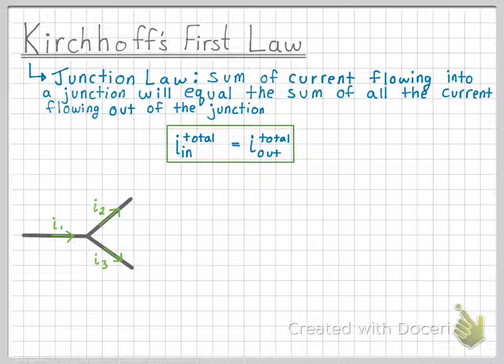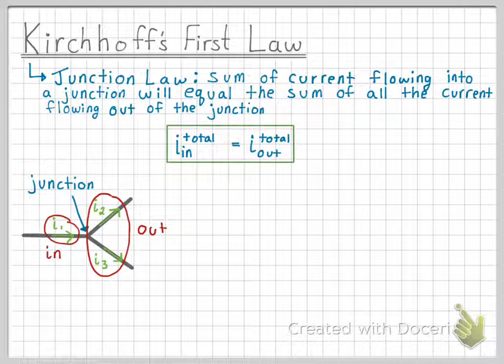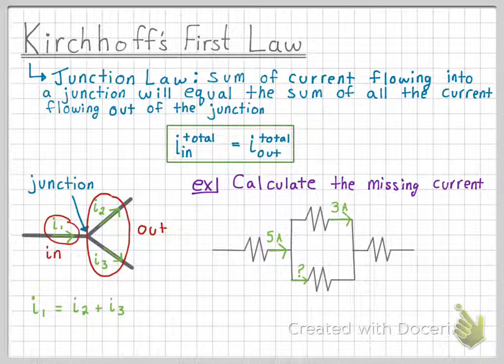So let's take a look at the diagram so you can visually see Kirchhoff's first law. We have the current I1, which is flowing into a junction, all right? And we also have currents I2 and I3 that are flowing out of this junction. So Kirchhoff's first law will then state that this current I1 is going to equal the sum of the currents I2 and I3.